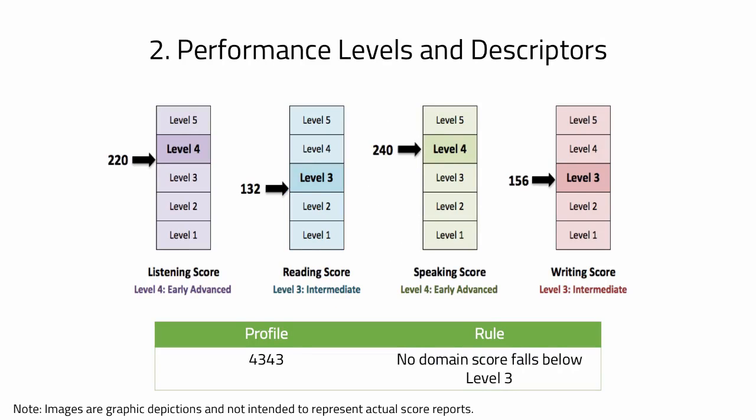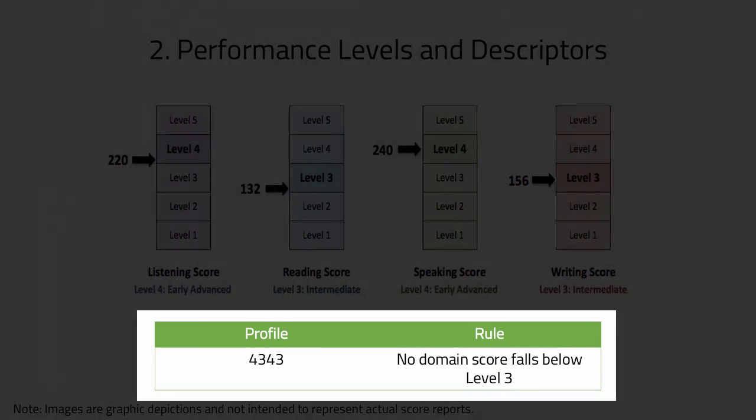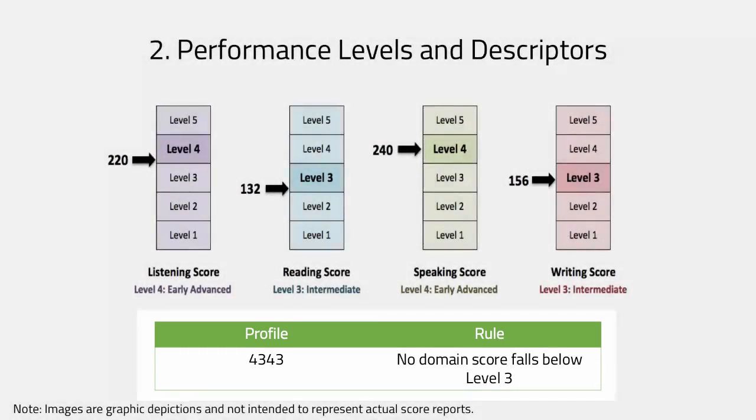Rather than reporting an overall composite score, as is traditionally done, the ELPA 21 score report provides profiles to describe students' performance across domains. These profiles may be expressed in one of two ways, either as 4 numbers representing the level of performance on each of the 4 domains, or as rules that summarize a common pattern for sets of profiles. The hypothetical results shown here would correspond to a profile of 4-3-4-3, or a rule that no domain score falls below level 3.